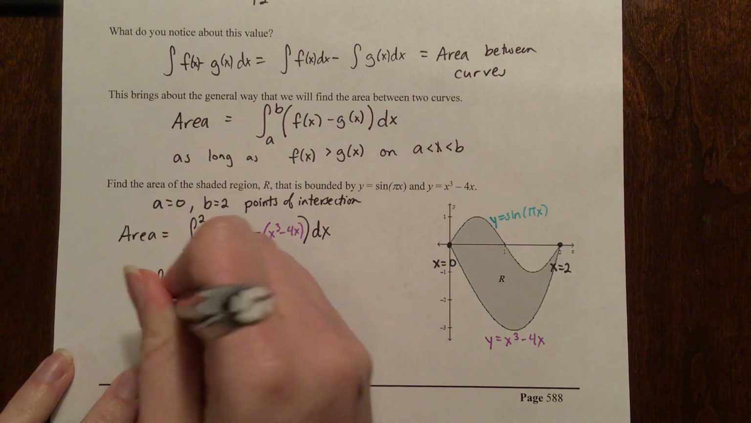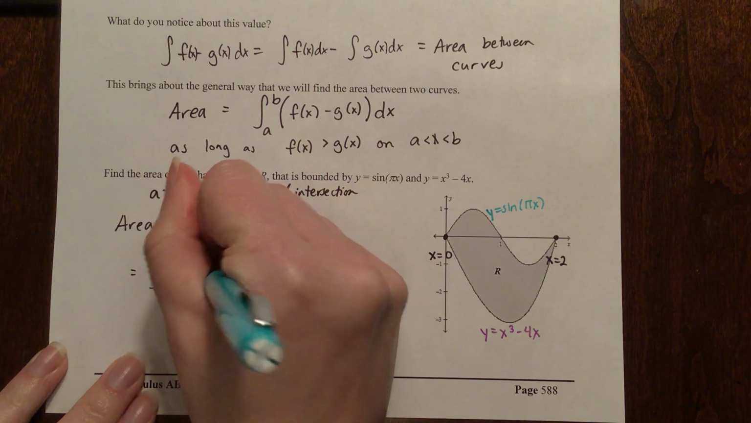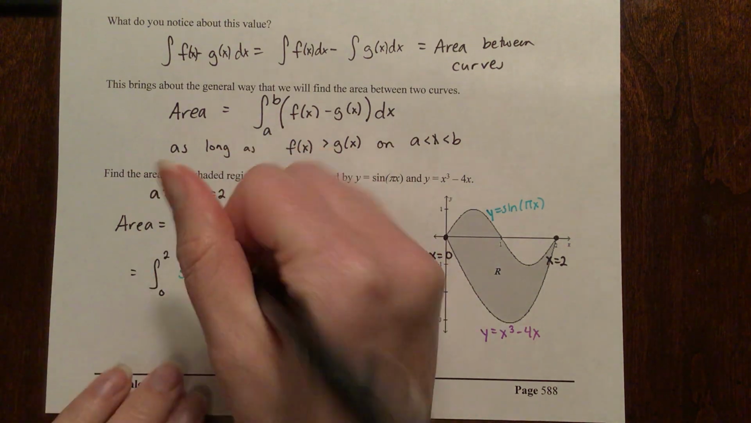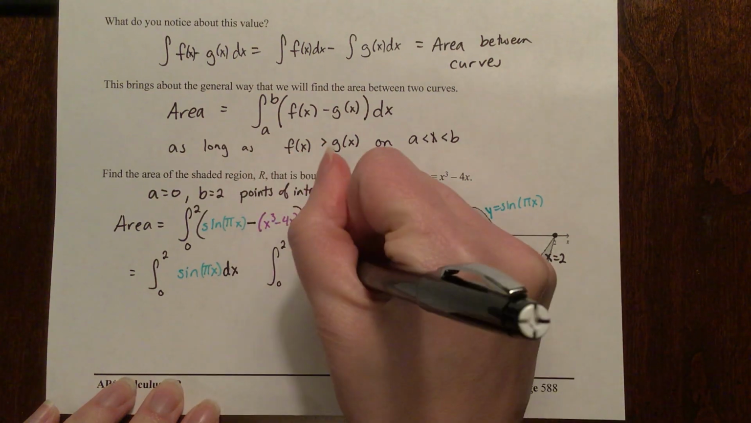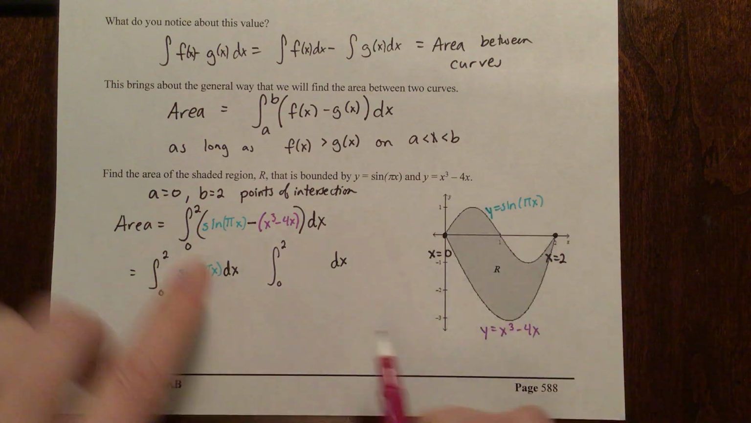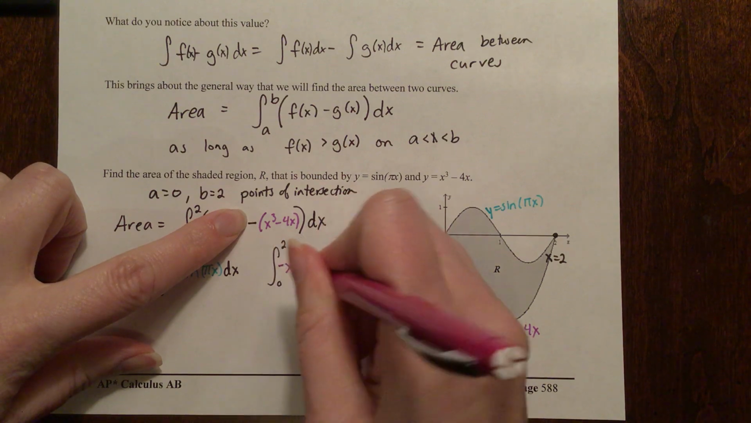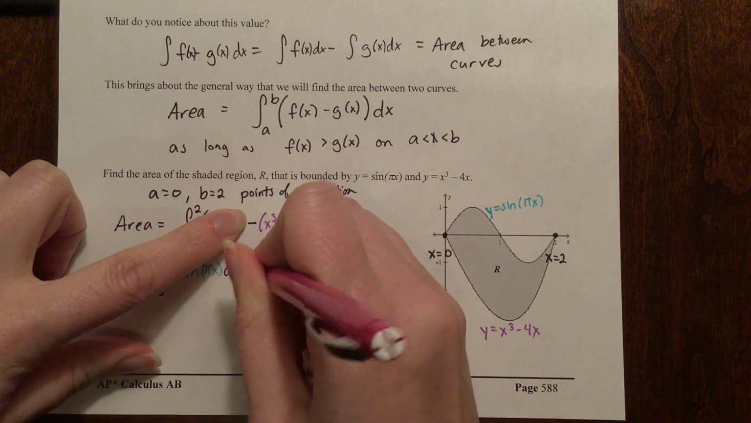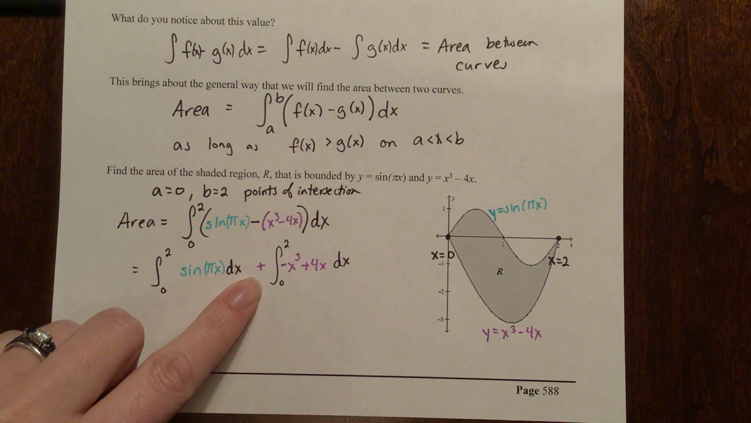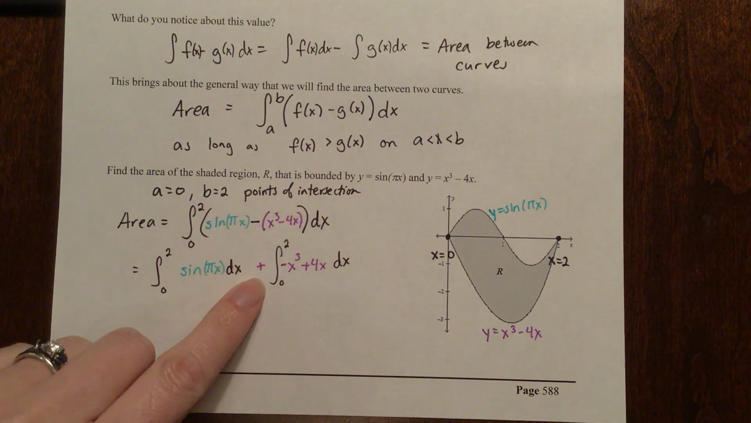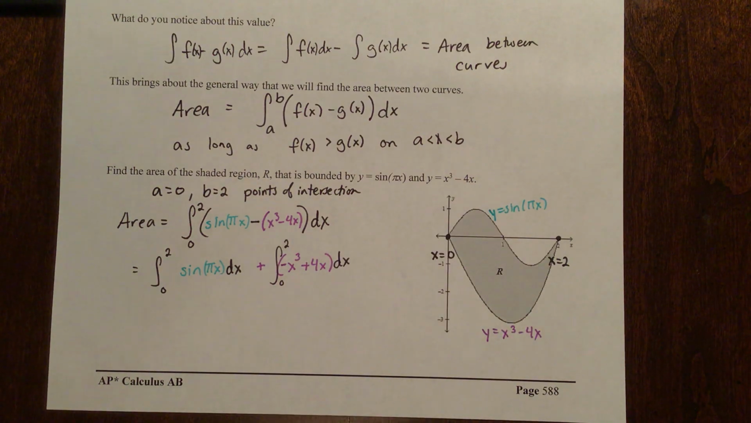So this equals the integral from 0 to 2 of sine of pi x dx. Then the integral from 0 to 2 also, keep the dx. I'm going to distribute this negative, making it negative x cubed and then plus 4x. That way I can put a plus. Is that okay? Okay, distributed the negative to make that into a plus. You can leave it. It doesn't really matter as long as you pick a method and go with it.